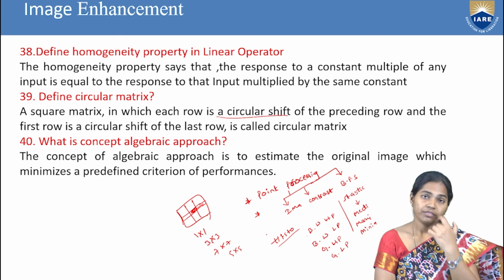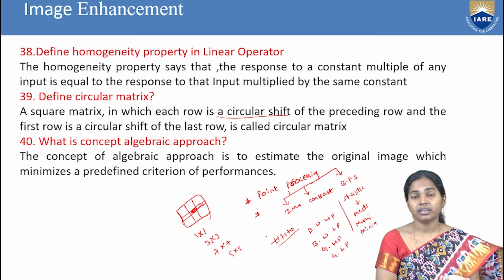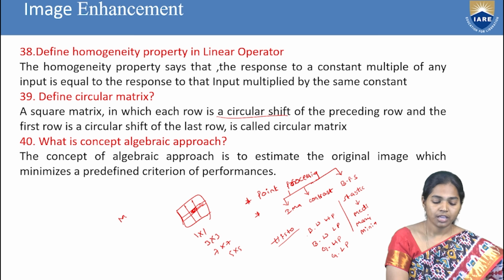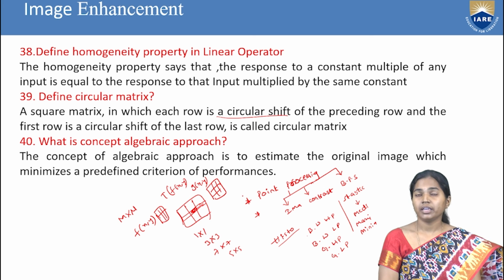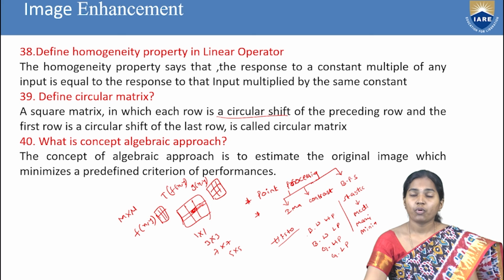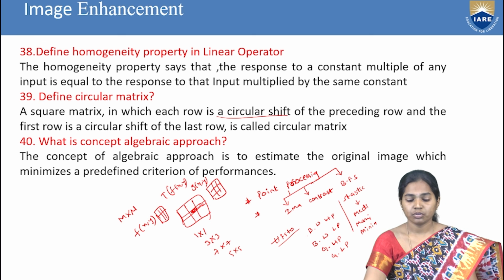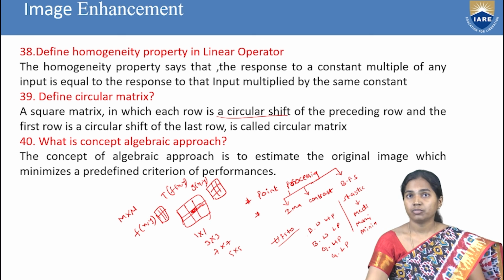In the point processing technique, the image is M by N, that is f of x comma y is our image, and we apply the transformation function to f of x comma y. Then the output is g of x comma y. The resultant is stored in the same location of the target image. So these are the point processing techniques, and these are the topics involved in our third module.